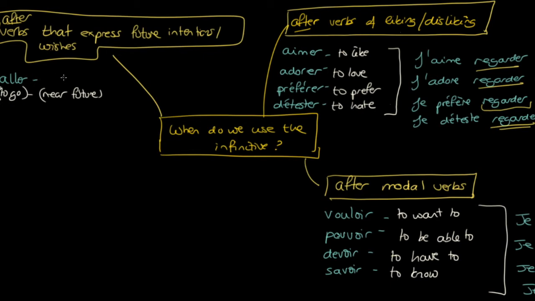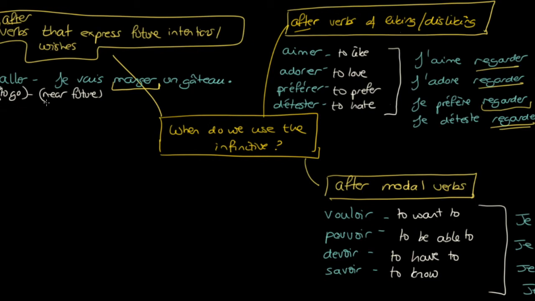So for example, je vais manger un gâteau. I'm going to eat a cake. Now that's expressing future intention, isn't it? My near future tense. So I'm going to eat. And what you've actually got here is the verb aller plus my verb in the infinitive. And we could change that to anything. Je vais aller à Paris. I'm going to go to Paris. Je vais faire mes devoirs. I'm going to do my homework.